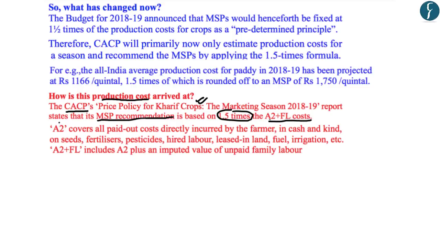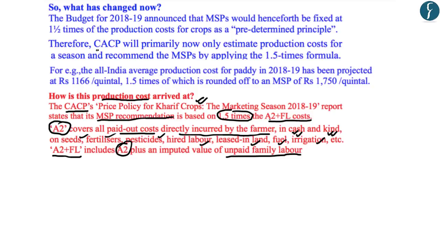FL cost. Now here A2 covers all the paid out costs directly incurred by the farmer, and this cost includes both cash and kind, wherein it includes the cost on seeds, fertilizers, pesticides, hired labor, leased in land, fuel, irrigation, among other costs that are incurred by the farmer, either in cash or in kind. While A2 plus FL includes A2, what we have just explained, plus the value of the unpaid family labor. So it includes a specified number of people in the family of that farmer who have been working in that agricultural field, who have been working for that agricultural production.